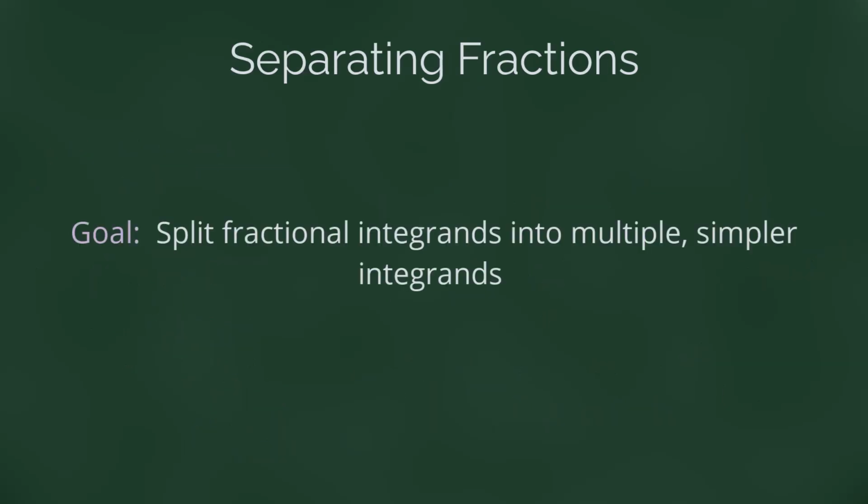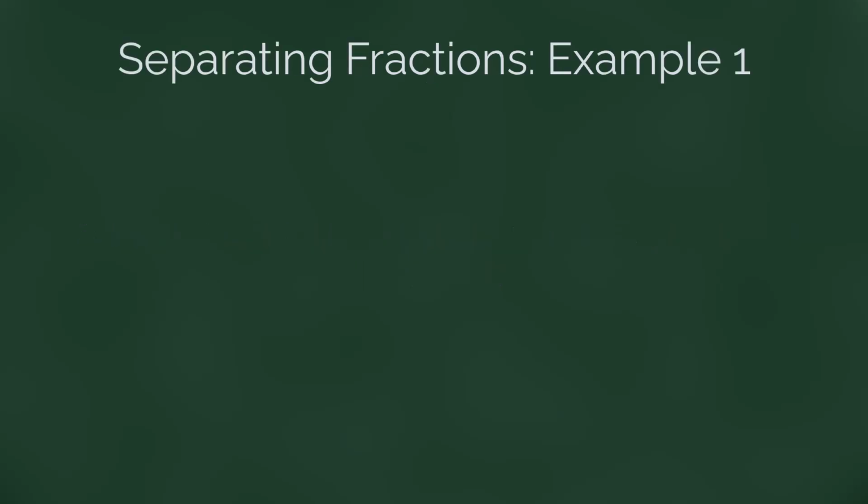Our next technique is going to involve splitting up fractional integrands into multiple simpler integrands. So for an example of this, let's consider finding the antiderivative of (sine x plus 1) over cosine x. Even though the derivative of cosine x appears in there, it has 1 added to it, so a substitution is not going to work for us.